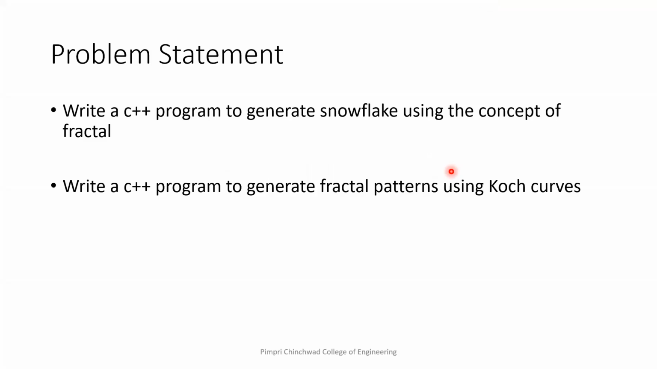In this video, we will learn about the fifth assignment. The fifth assignment has three options. First one is write a C++ program to generate snowflake using the concept of fractal. Second option is write a C++ program to generate the Hilbert curve. And third option is write a C++ program to generate fractal patterns using the Koch curves.